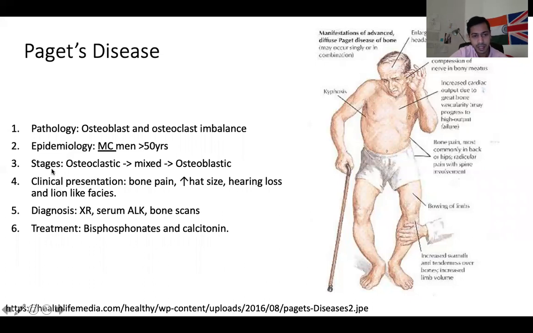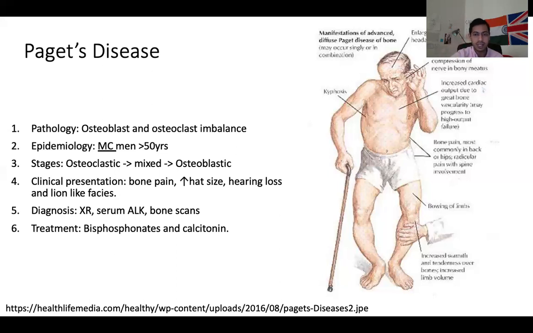There are three different stages. So there's an osteoclastic phase, which is the initial phase where you have more breaking down of bone. So during this breaking down of bone, you could possibly have fractures, followed by the next stage, which is mixed. So that's when you kind of have a normalization of osteoclastic function and osteoblastic function. And then the final stage, which is the osteoblastic phase, where you have increased bone production.